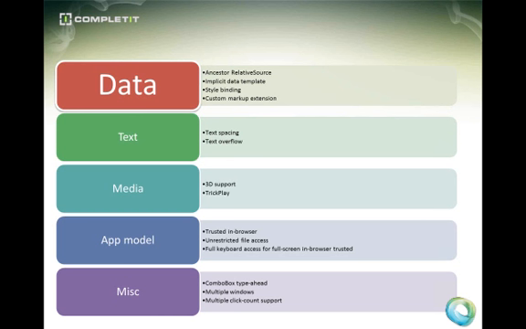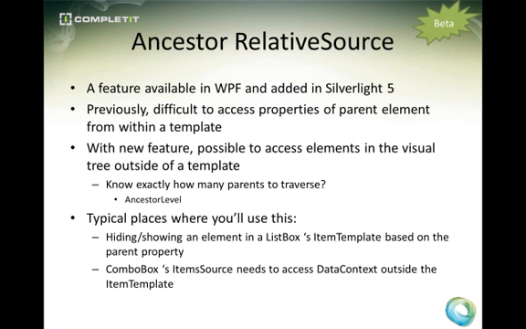So the first thing that I want to talk about is the ancestor relative source. The ancestor relative source is a new property that you can add on a binding, and it was already available in WPF. So WPF developers, Windows Presentation Foundation developers, already knew about this ancestor relative source binding, and with Silverlight 5 it has been added to Silverlight as well. So with version 5, it's now possible to use this type of binding as well.